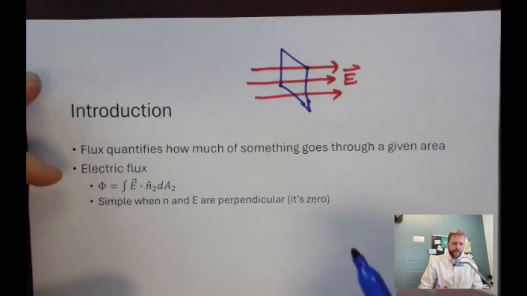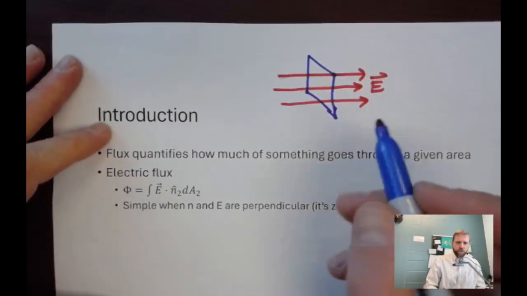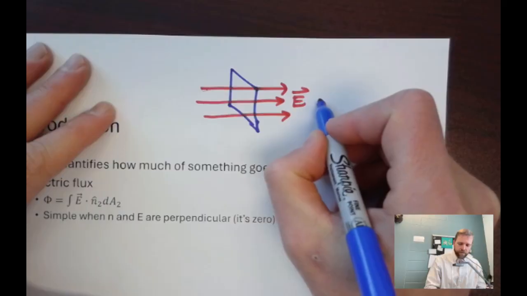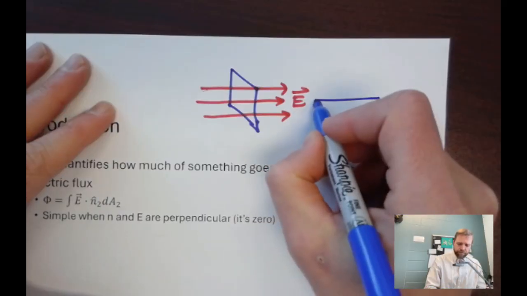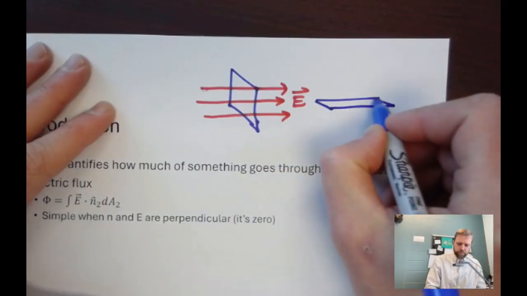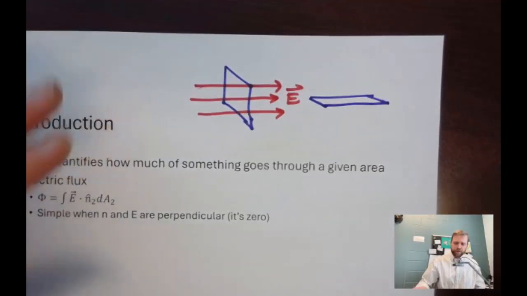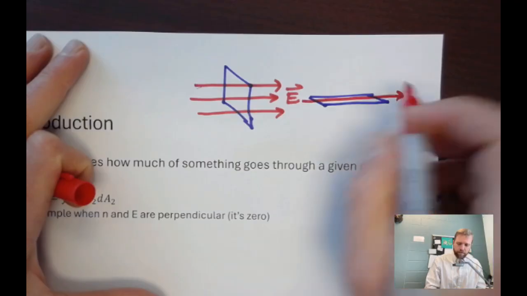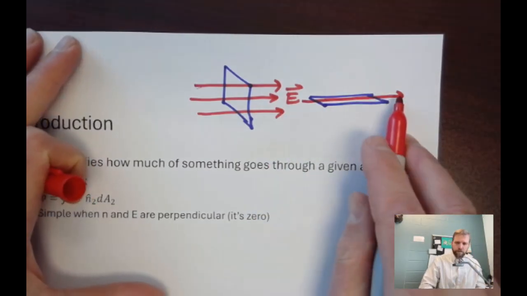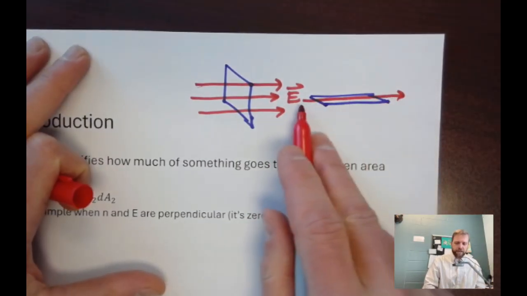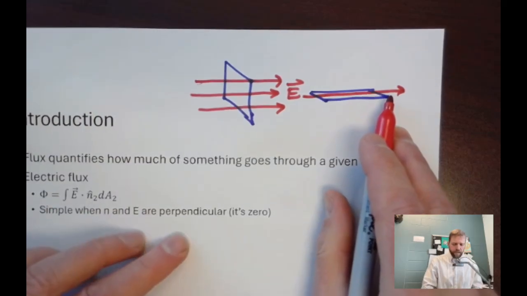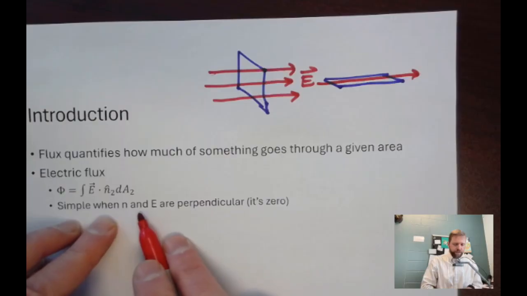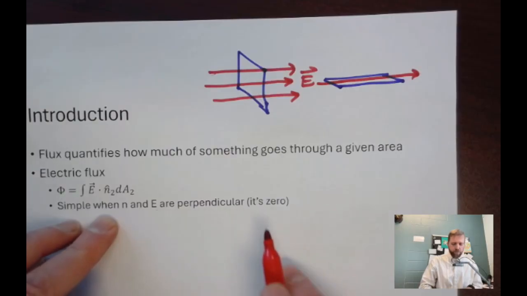So this is the case where, for example, like this electric field right here, I want to lay my surface down on its side so that the electric field essentially passes parallel to the plane of the area. And this is the case where the area vector and the electric field vectors are perpendicular.